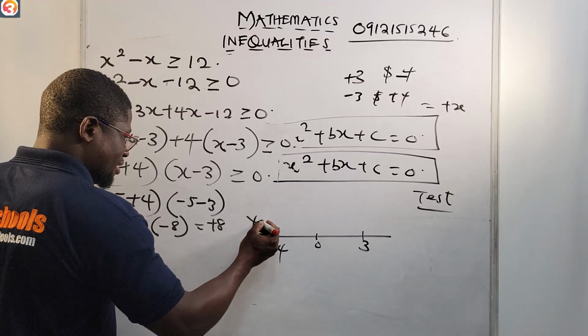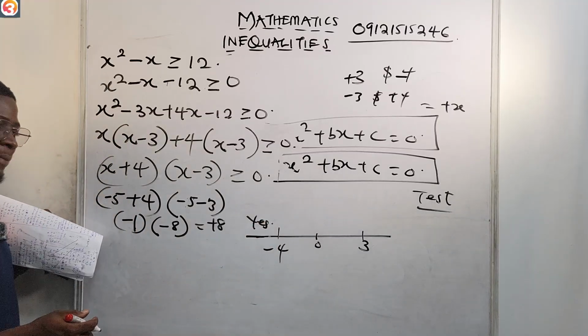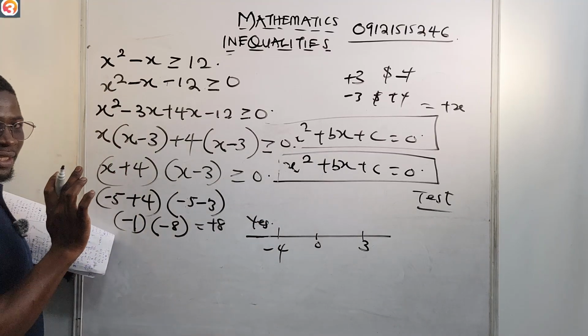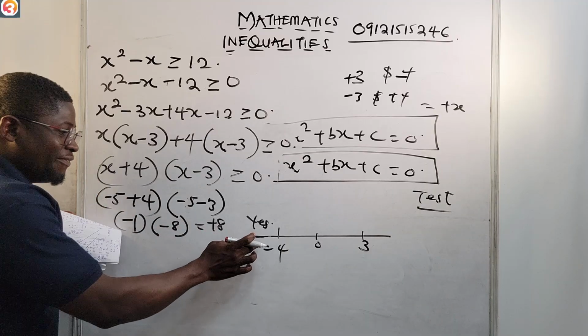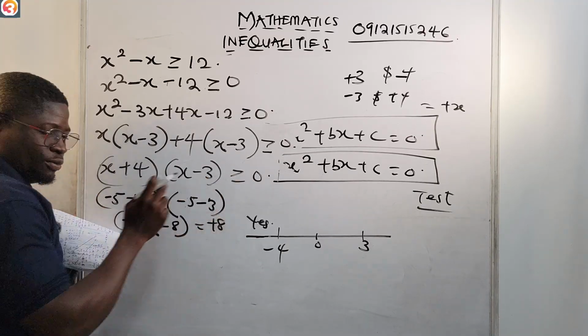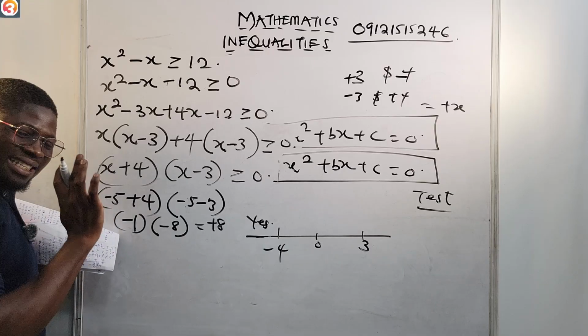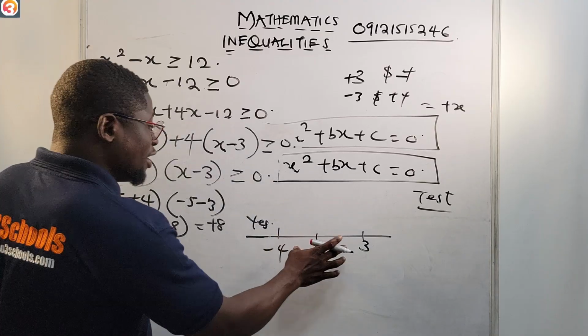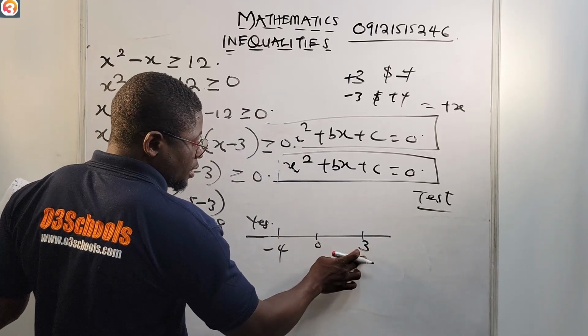Is it greater than 0? Yes. So you write yes for this point. That means that it satisfies the inequality. If you pick a value that is lesser than minus 4 here, it will give us a value that is greater than 0. So that is our first test point. Correct.